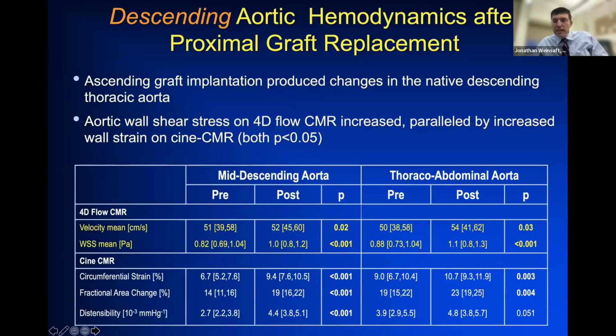When we looked distal to the graft, not just in the aortic arch, but far downstream in the mid-descending and thoraco-abdominal aorta, we found similar sorts of findings. Flow velocity, this is in native aortic regions, increased after graft implantation, as did wall shear stress. And those increments were paralleled by increases in wall strain, as well as fractional area change or distensibility.